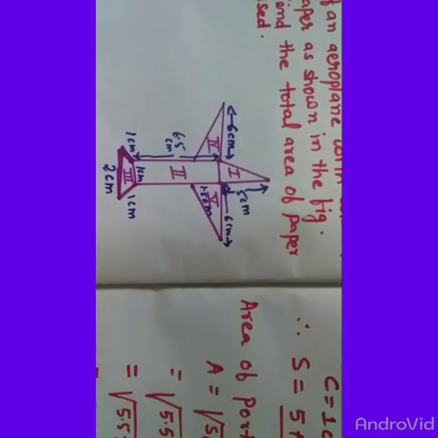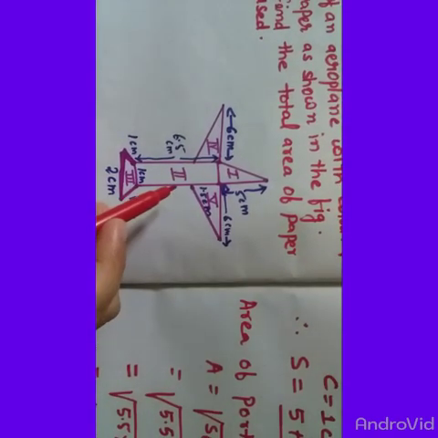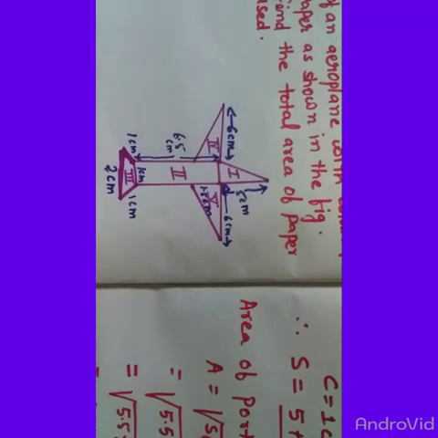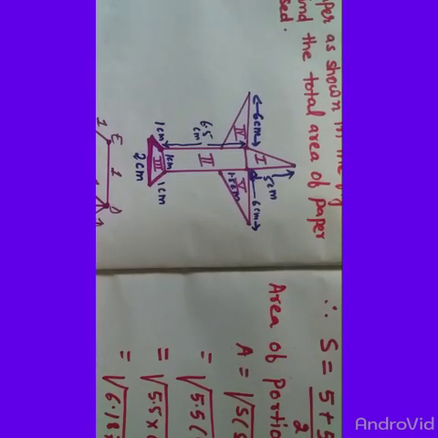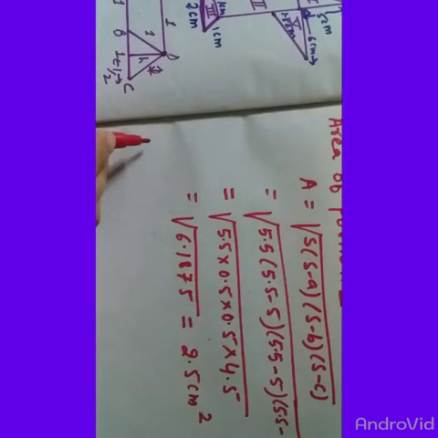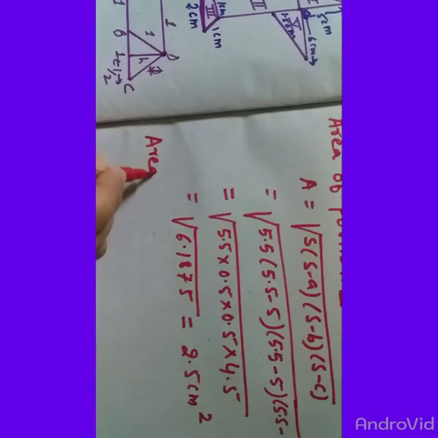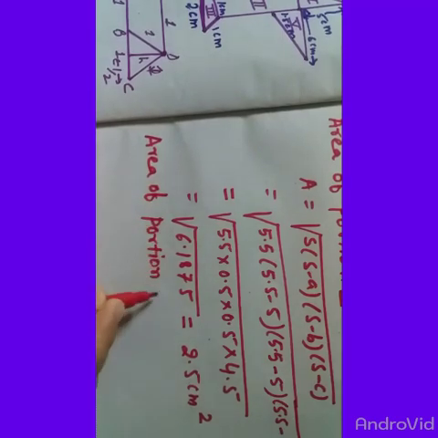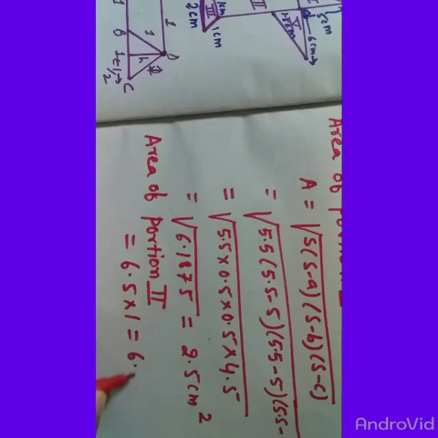Now you see the shape of the second part. This is a rectangle. So we know that area of rectangle is equals to length into breadth. So area of portion 2, directly we will write length into breadth. So 6.5 into 1 is equals to 6.5 centimeter square. No problem here.